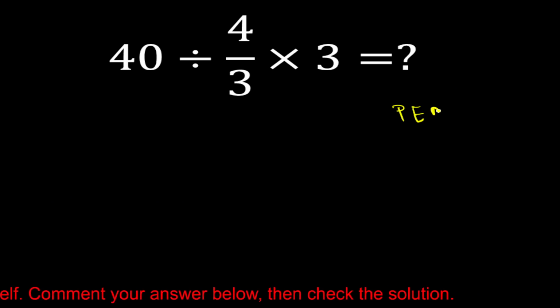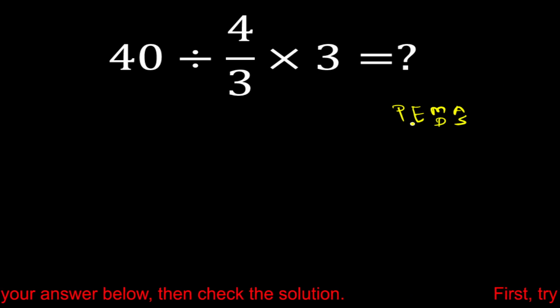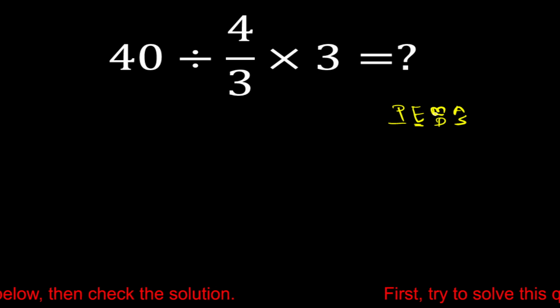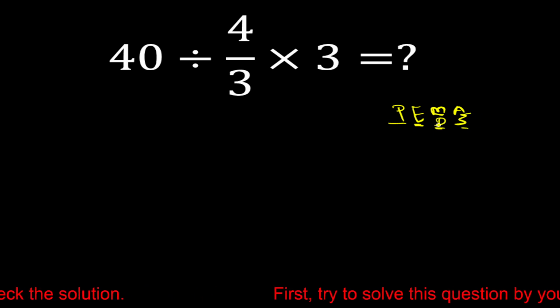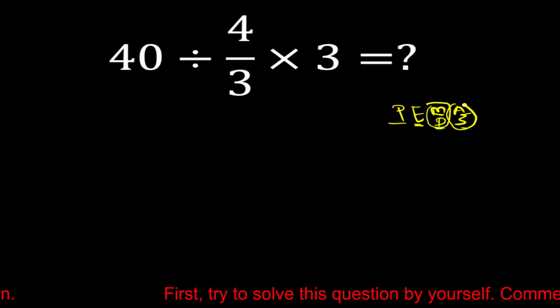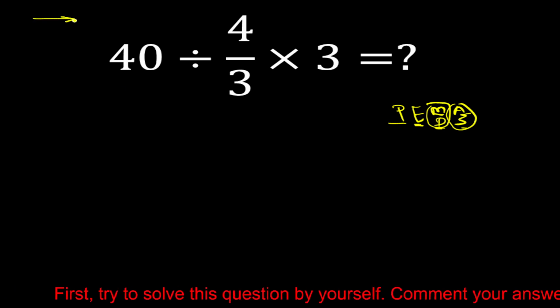PEMDAS, P-E-M-D-A-S. According to PEMDAS rule, P means first priority is parenthesis, E means exponents, M means multiplication, and D means division. A means addition and S means subtraction. So multiplication and division both have equal priority, and also addition and subtraction both have equal priority. So we have to solve it from left to right, okay?